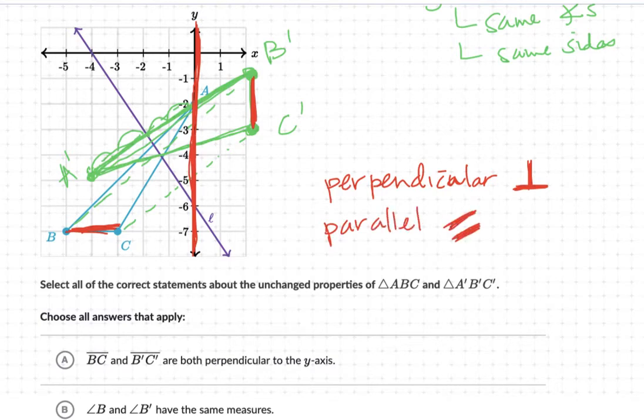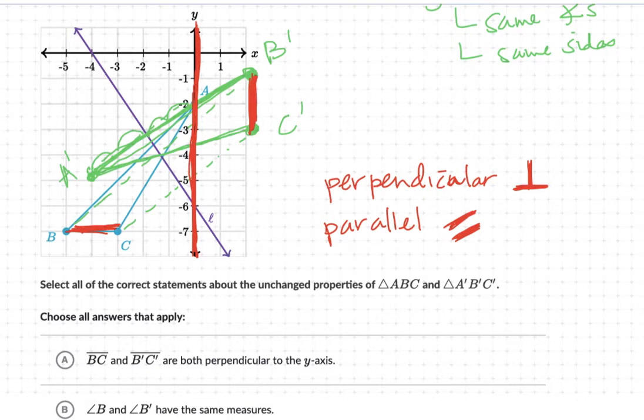So they want to know, are BC and B prime C prime both perpendicular, going in the opposite direction as the y-axis? That looks like a no, because B prime C prime seems to be going in the same direction, and BC seems to be going in the opposite direction. So they're not both perpendicular to the y-axis. So I wouldn't choose that one.